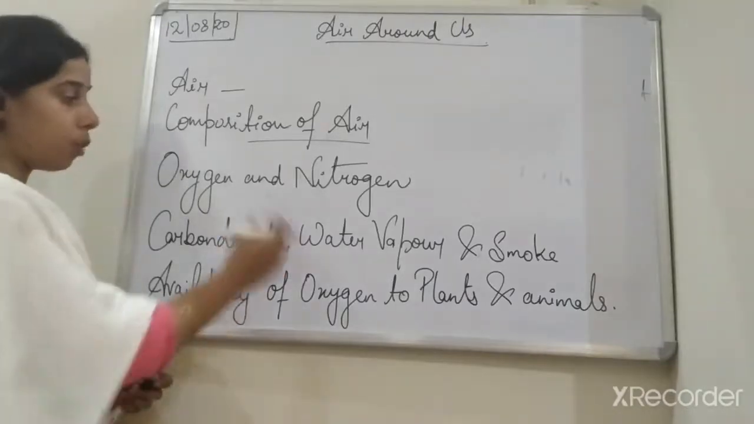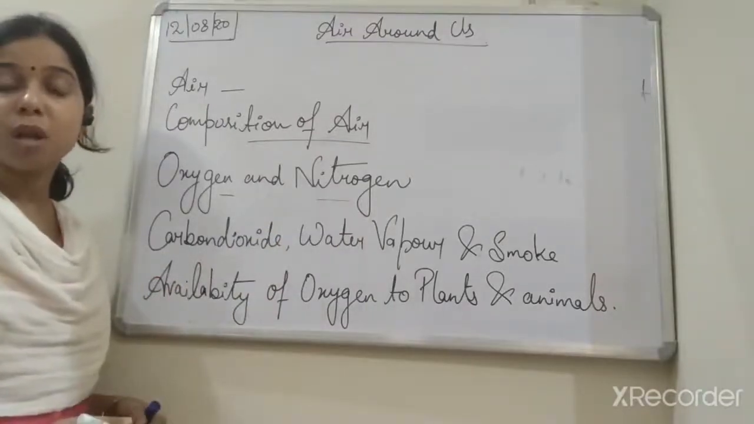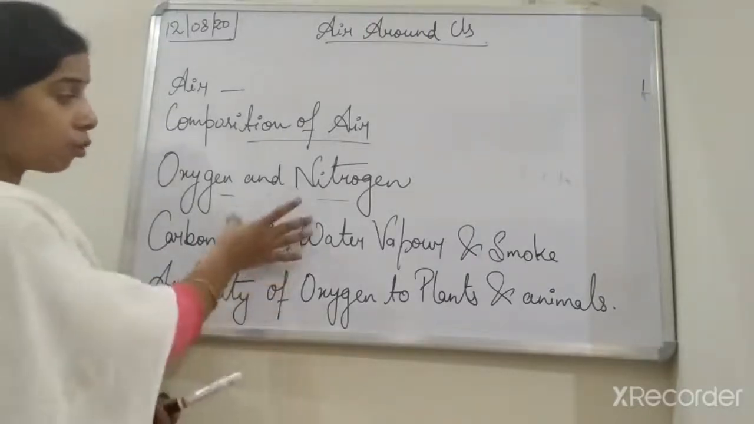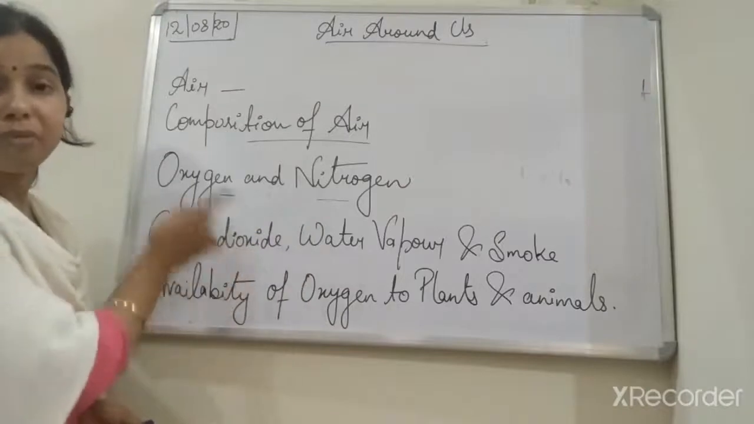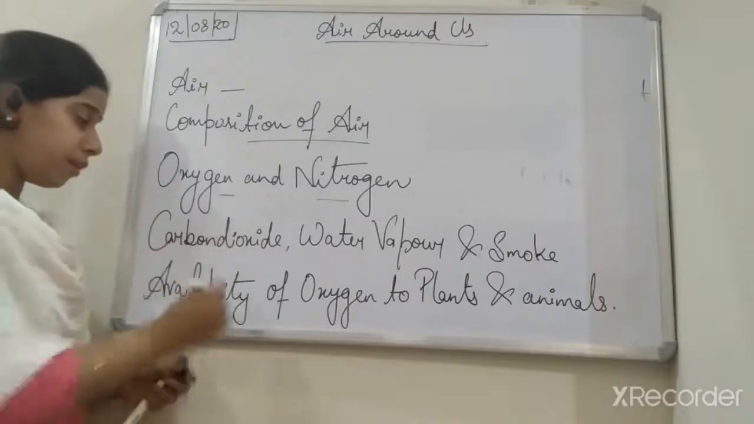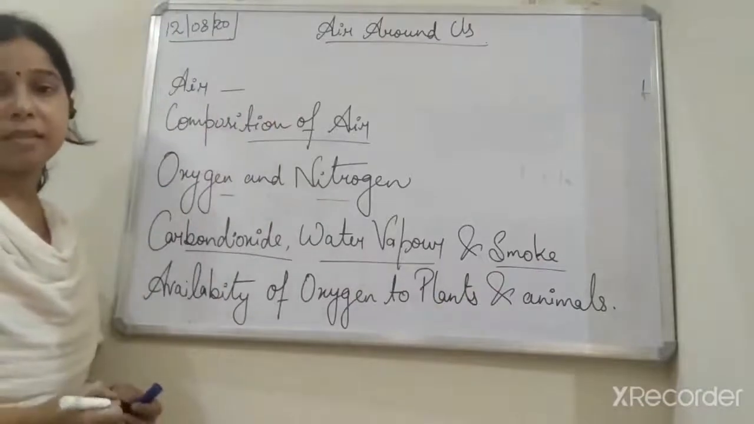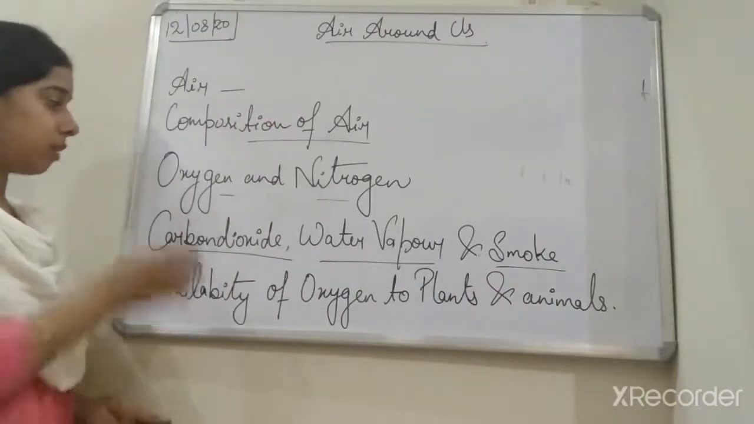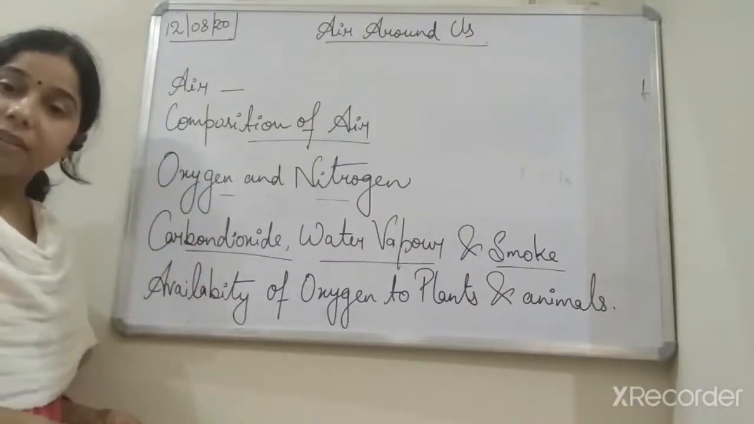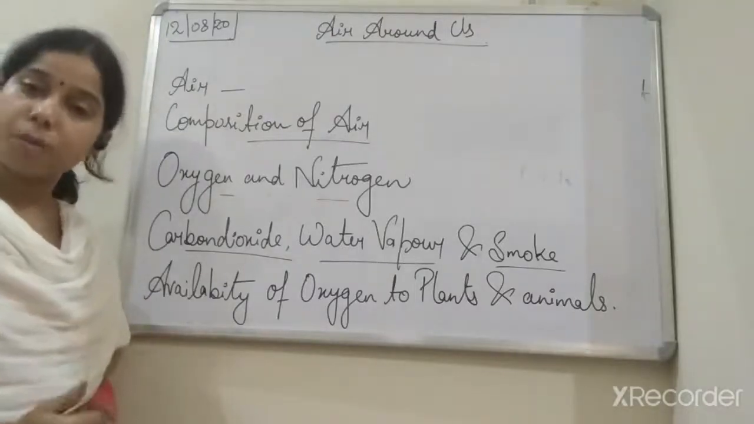Then we will talk about oxygen and nitrogen: the role of oxygen, the use of nitrogen, and the properties of nitrogen. These two gases are also a part of the air, which means they come in the composition of the air, students. Then we will talk about carbon dioxide, water vapor and smoke present in the air. Along with oxygen and nitrogen, other gases including water vapor as well as smoke are also present in air.